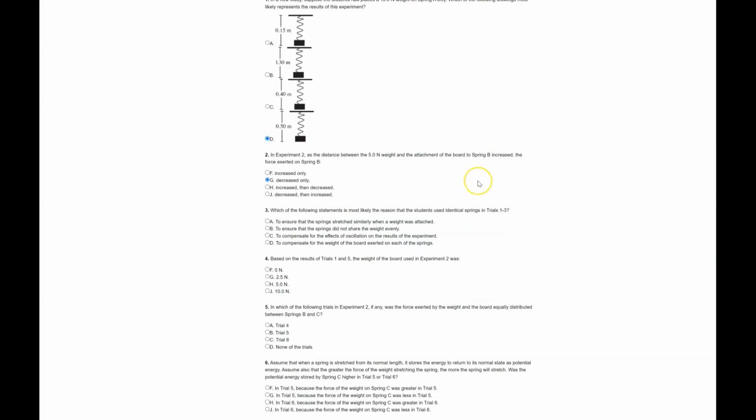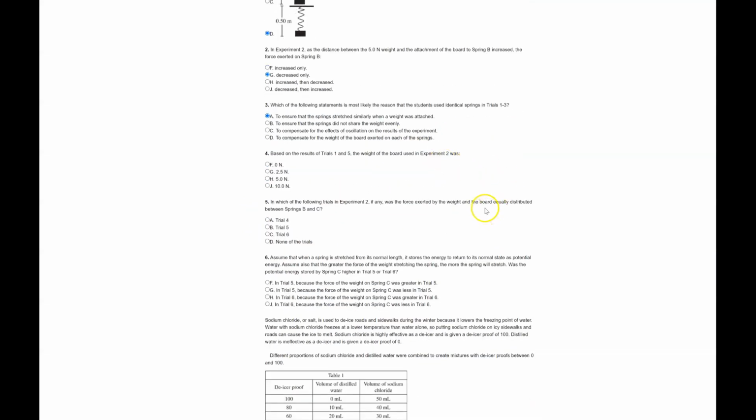All right. Then we got number 3. Which of the following statements is most likely the reason the students used identical springs in trials 1 through 3? This one you shouldn't have to look back. If you're thinking about it from the perspective of a scientist, it's not one of the things that's being measured, so you have to keep it the same. So it's to ensure the springs stretch similarly, so they all stretch the same. So this is going to be A.